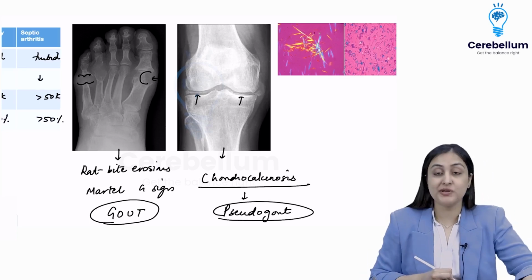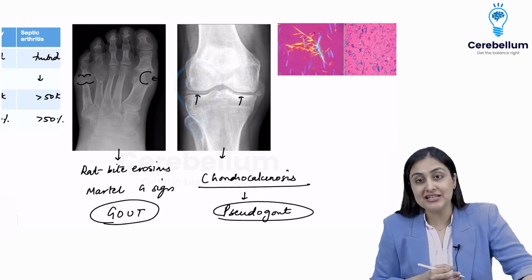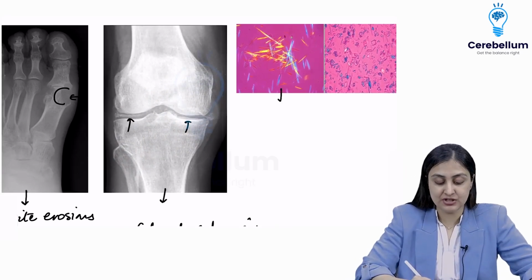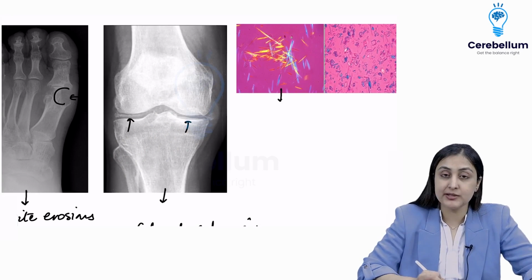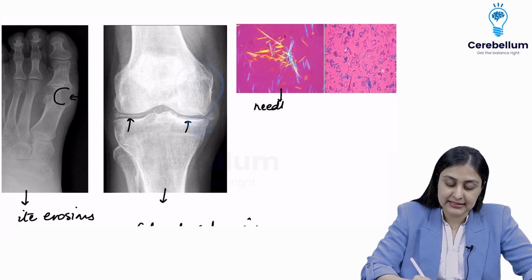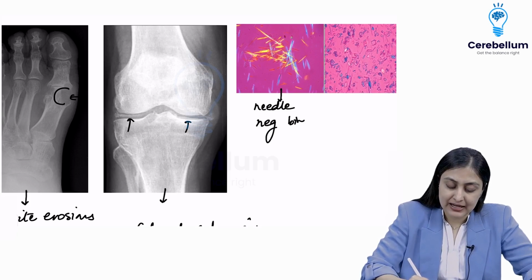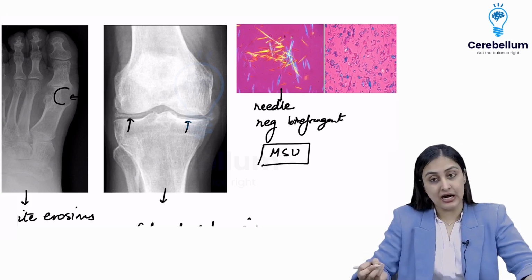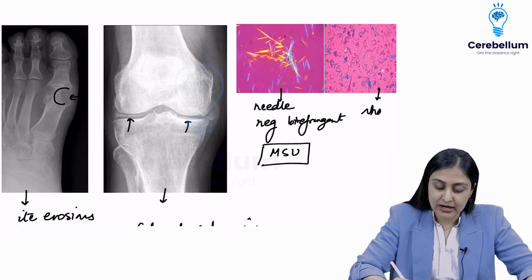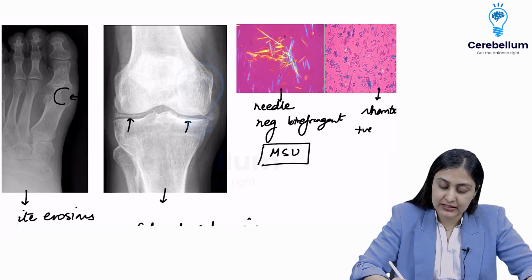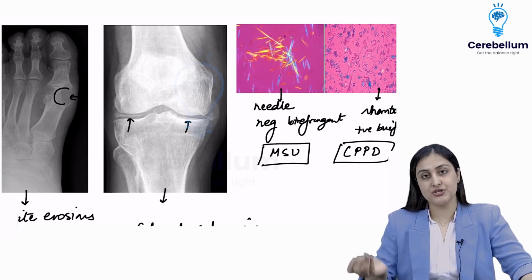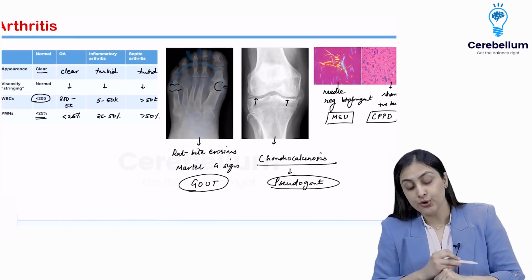The most common joint to be affected by pseudogout is the knee joint. Okay, so what are the crystals? The investigation of choice is going to be aspiration, and you see the crystals. When you see under a polarizing microscope these needle shaped negatively birefringent crystals, this is monosodium urate in gout. Whereas if you see rhomboid shaped crystals which are positively birefringent, this is going to be calcium pyrophosphate in pseudogout. So calcium pyrophosphate deposition is also known as pseudogout.